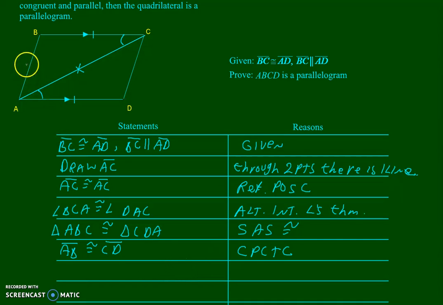And now, because this is congruent to this, we know that this is a parallelogram. So ABCD is a parallelogram, and this is by the parallelogram opposite sides converse theorem. And that's our proof. Let's move on to the next property of parallelograms.